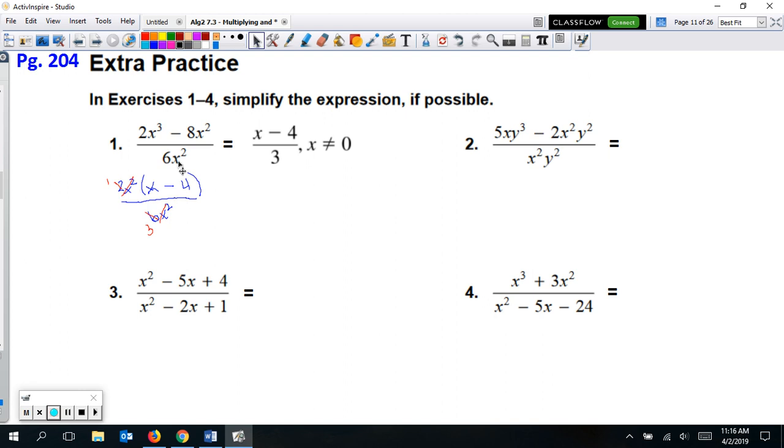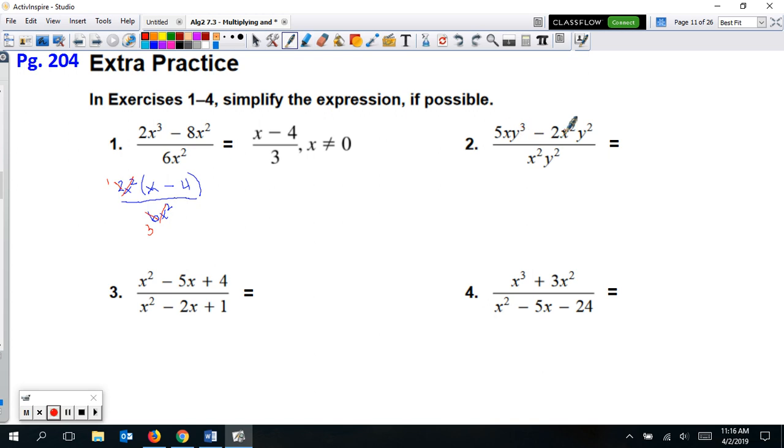But back in our problem, we saw that x couldn't be 0 here, otherwise it makes this into an undefined fraction. So that's why we have to say x cannot equal 0, because of back over here. So we do need to write down what our excluded values for x are going to be in this problem.